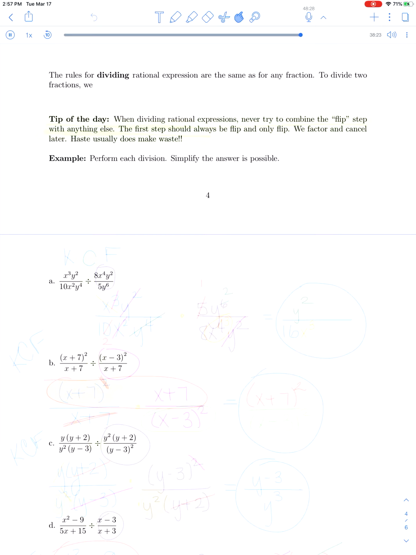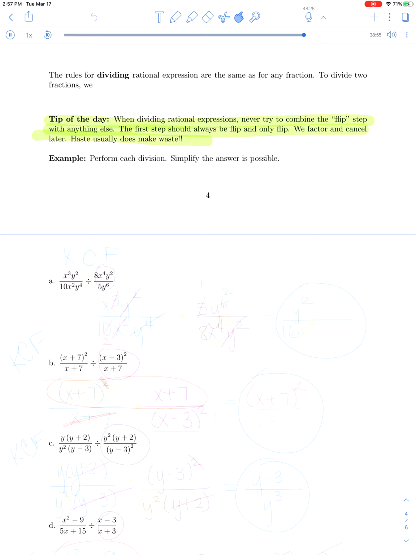The last thing that we're going to talk about is dividing rational expressions, which is funny because we really don't actually divide fractions. We just turn them into multiplication. But you can't just do that for free. There's a consequence. Whenever you turn division into multiplication, it results in having to flip whatever fraction you were dividing by. So that's what this tip of the day is.